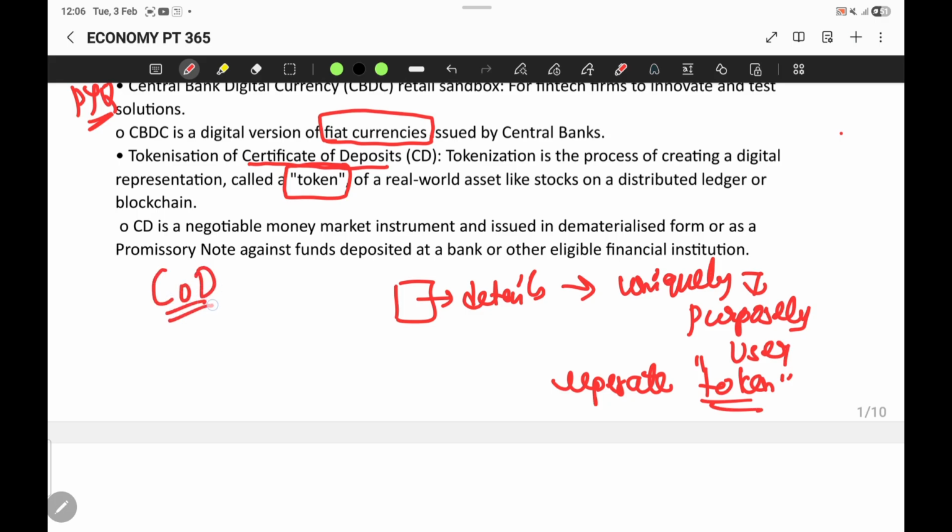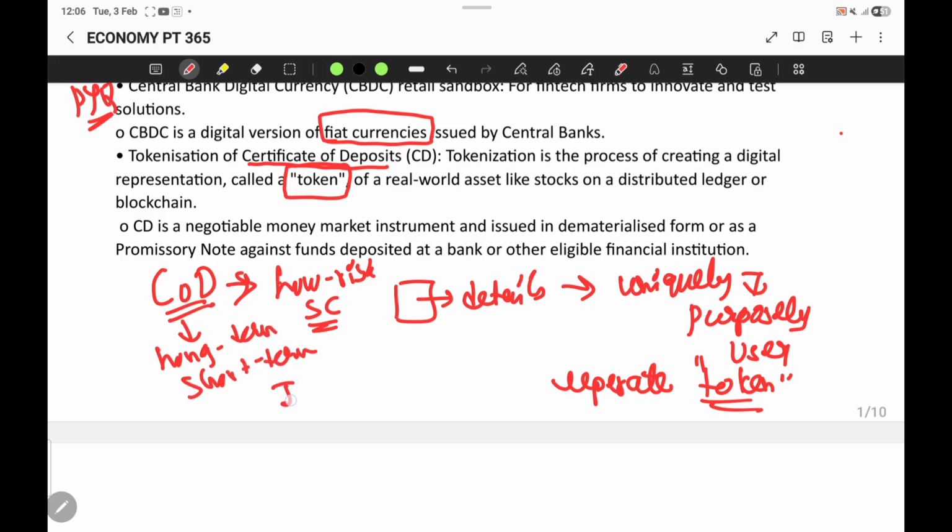Certificate of deposit is nothing but a low risk saving instrument. Okay, risk is low, not high risk. It's a low risk saving certificate, which is both long term and short term, both are available, and the interest rate on this is fixed. Remember this. Okay, fixed interest rate is earned. That is called certificate of deposit.